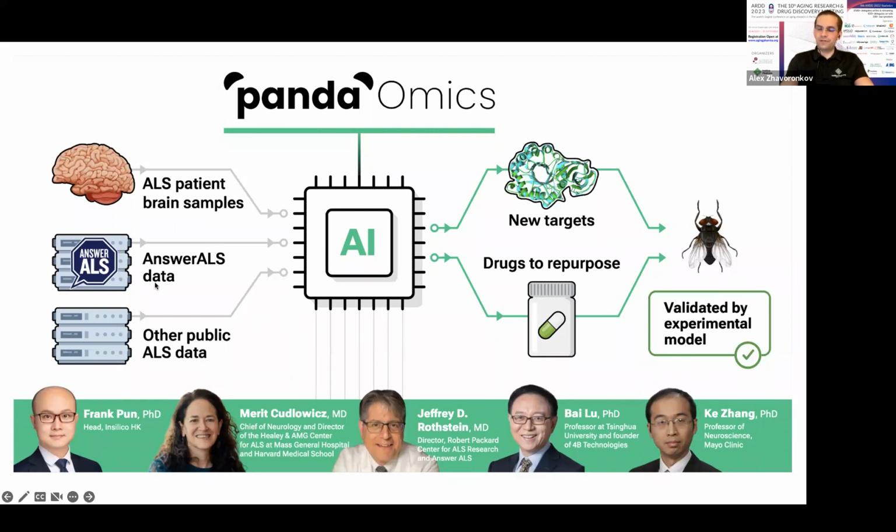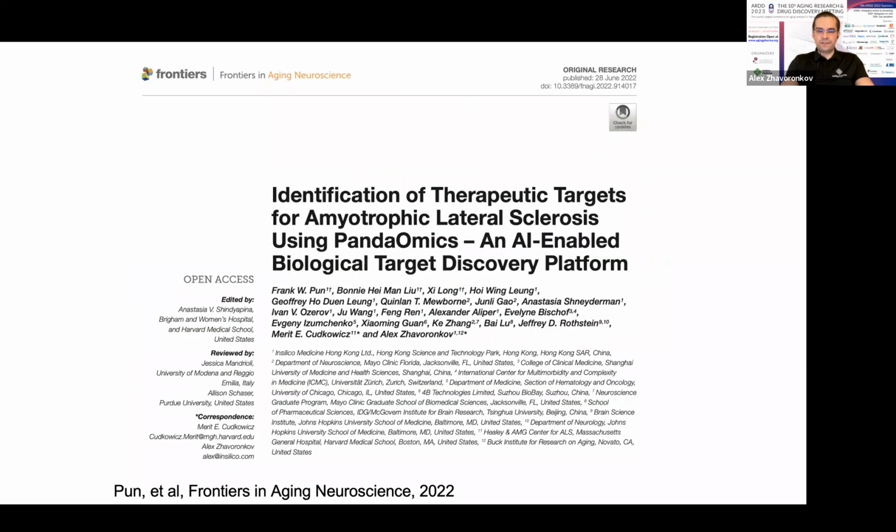Those are patient cells that were turned into baby cells and iPSCs and then matured and processed. And you have a lot of meta information available for those datasets. And we also used a lot of other public ALS data. And we published a paper recently, so you can actually look at how we did it, in Frontiers in Aging Neuroscience.